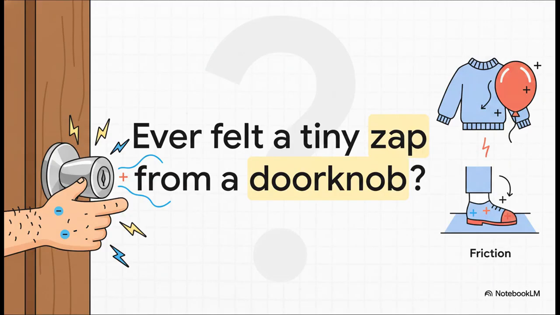So let's kick things off with something I'm pretty sure we've all experienced. You're just walking across a room, maybe shuffling your feet on the carpet. You reach out for a metal doorknob and zap, you get that little surprising shock. So what on earth is actually happening there?